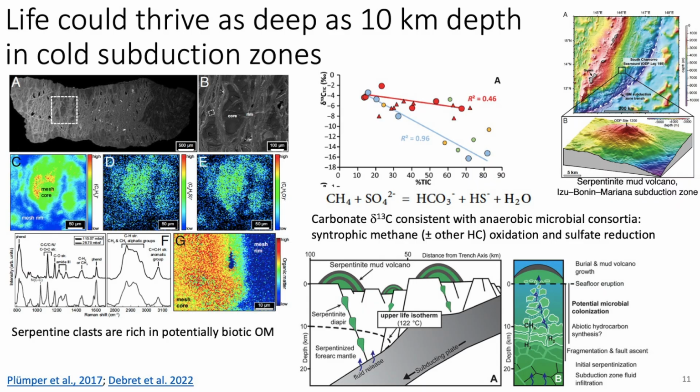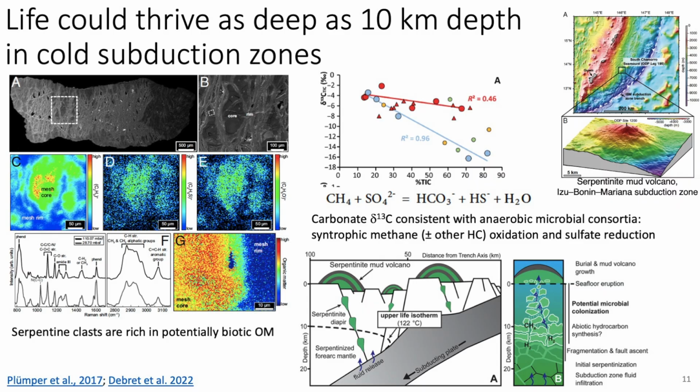And the way they could interpret it, with some other observations that I don't necessarily report here, is that this light carbonate signature is consistent with anaerobic microbial consortia. So it's not only one kind of microorganism, it's a series of microorganisms, a consortium. And it's a syntrophic methane oxidation coupled with sulfate reduction. So they found evidence for deep life in that particular context, at conditions of 20 kilometer depths and potentially more, not by looking at the organic matter, not trying as hard as they could to find life in some rocks, but using the isotopic signature. So that's the kind of thing.